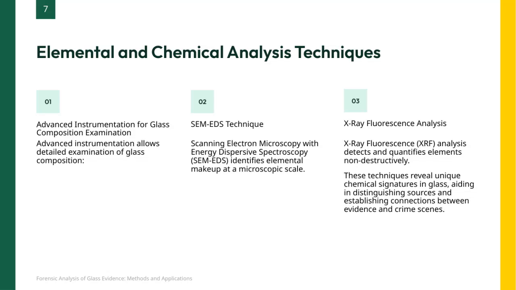When examining glass composition, advanced instrumentation plays a crucial role in providing detailed insights. One key technique is scanning electron microscopy combined with energy dispersive spectroscopy, or SEM-EDS. This method allows us to identify the elemental makeup of glass at a microscopic scale, giving us precise information about its composition.